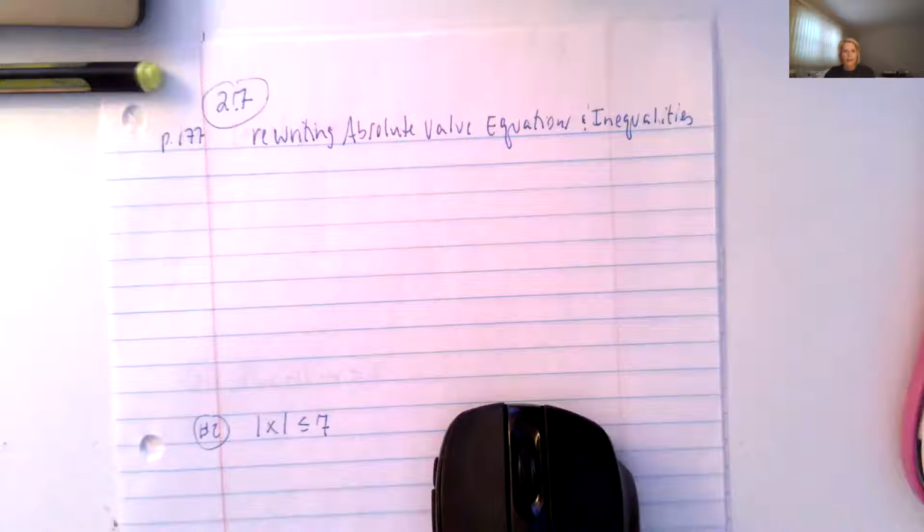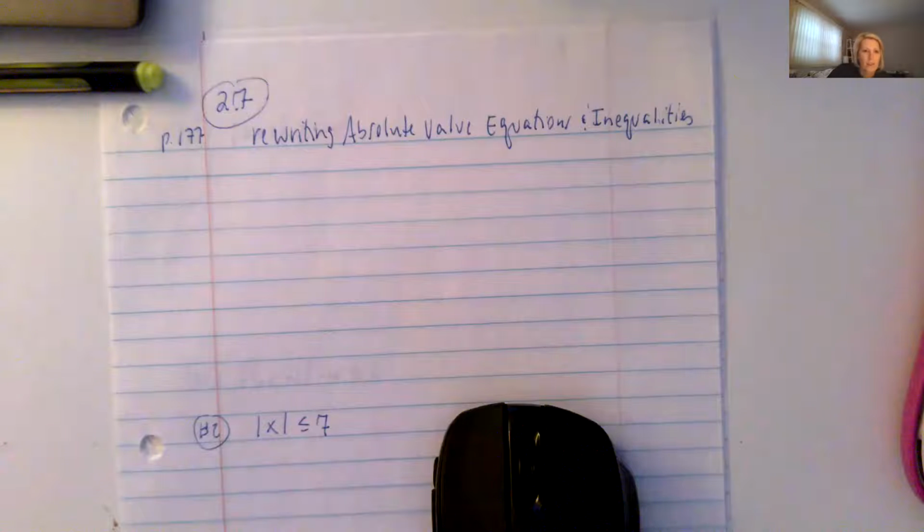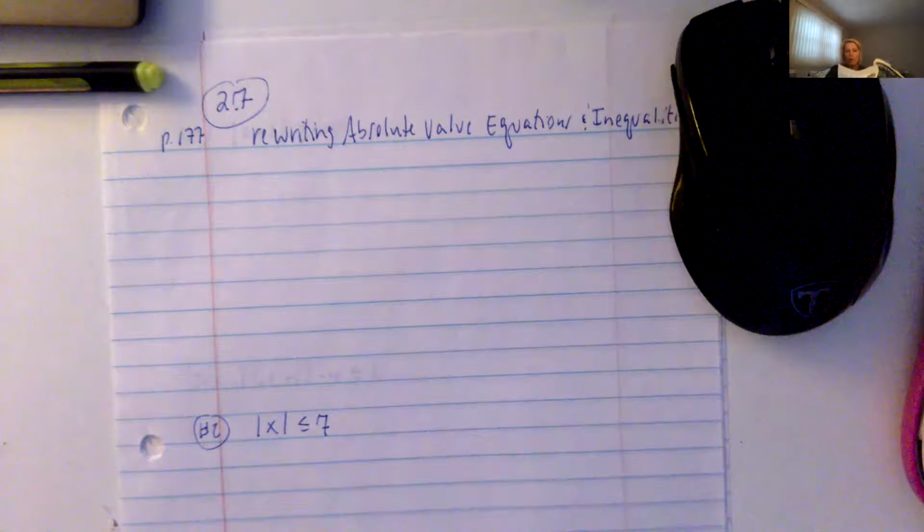Hello, welcome back. We are going to be working on lesson 2.7, and it's all about absolute value equations and inequalities. So we just looked at the absolute value equation, which is like a V or an upside down V, depending on the transformation. And in 2.7, we're going to look at inequalities. And I want to go over some of the rules here on page 177.